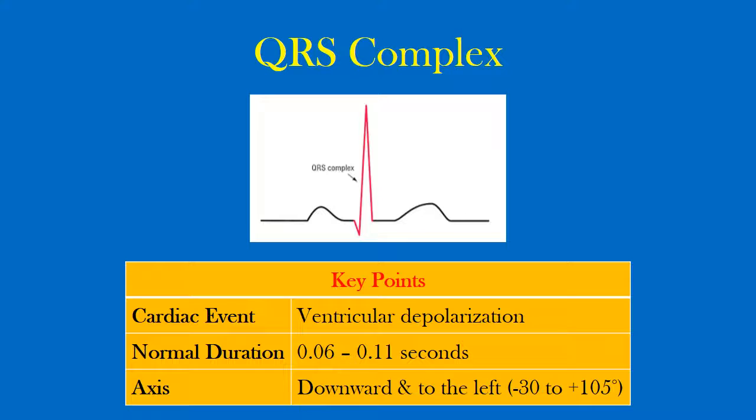Okay, now we get to the QRS complex, which we've been saying represents ventricular depolarization. And the normal QRS complex duration is between 0.06 and 0.11 seconds. You may sometimes hear 0.12 seconds. Right around that is what the duration should be. And its axis is usually directed downward and to the left, between -30 and positive 105 degrees.